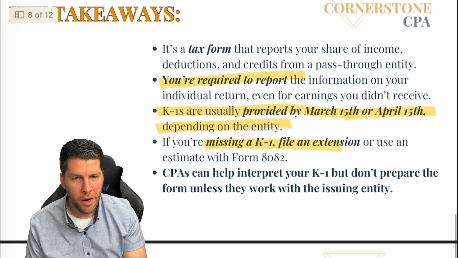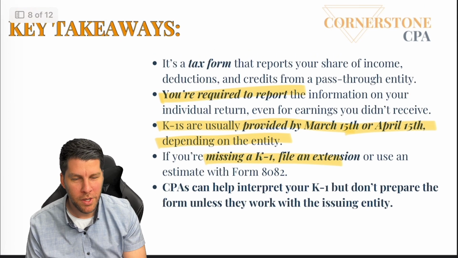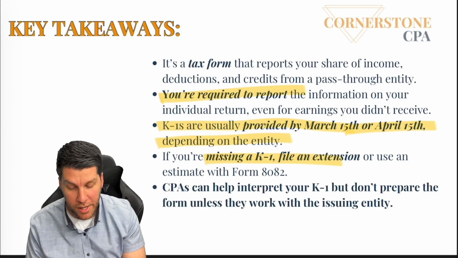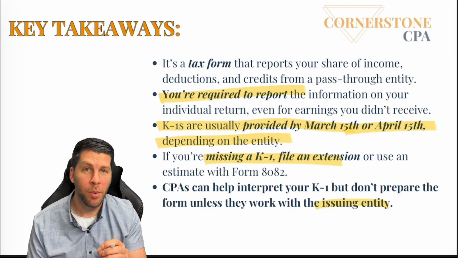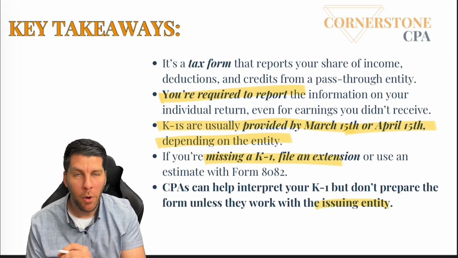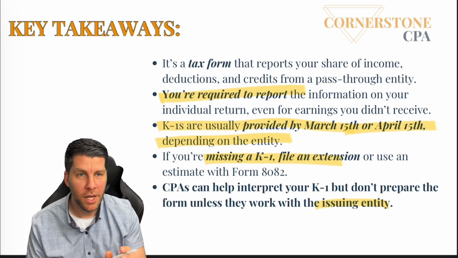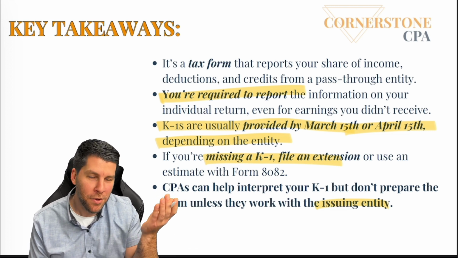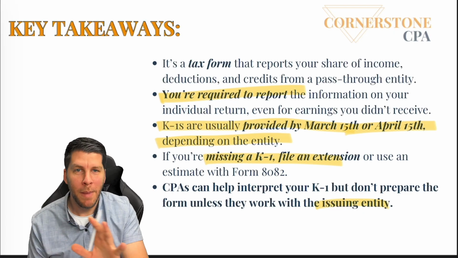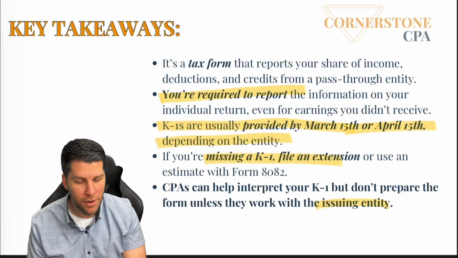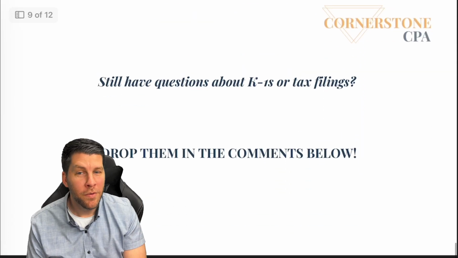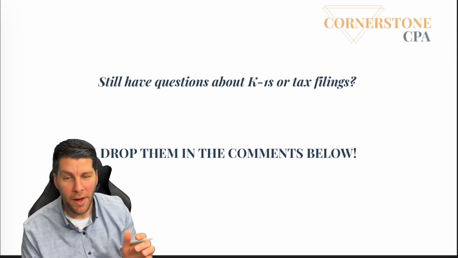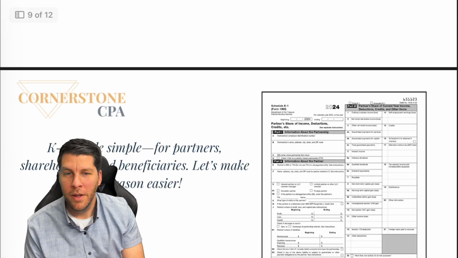But we don't prepare the forms unless we're working on the issuing entity, yes. So we have to be doing the actual return for the pass-through entity, for the partnership, for the S-Corp, in order for us actually to make the K-1. We cannot make them by themselves, because that's like asking for the answer to a question without the rest of the math to actually get to the answer. We can't just make that up. It's not how it works. So if you still have questions about K-1s or tax filings, please put them down below in the comments.